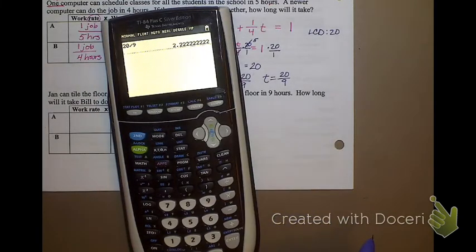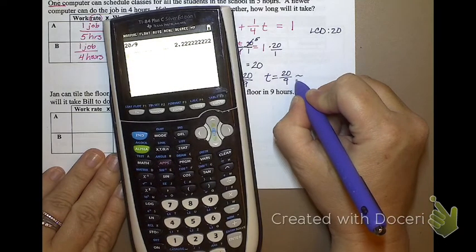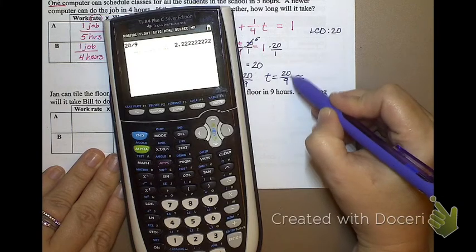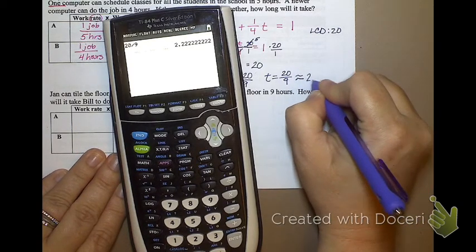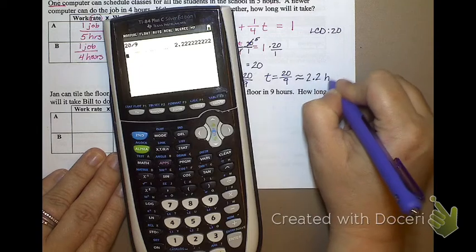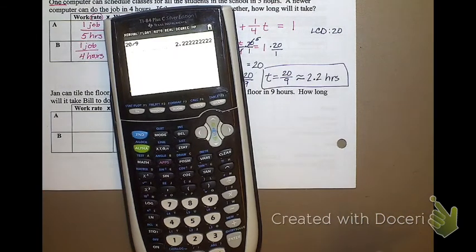2.22. That's a little bit less than 2 1/4 hours, right? Because 2 1/4 would be 2.25. So a little less than 2 hours and 15 minutes. Okay? So I would like to see the fraction just because that's the exact answer. And then you can go ahead and round it off to like 2.2 hours. Does that make sense? Yeah.